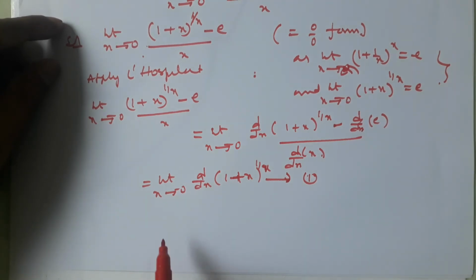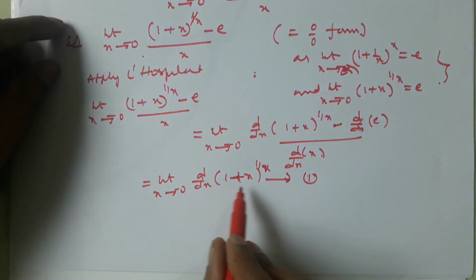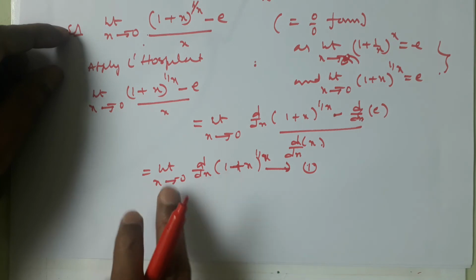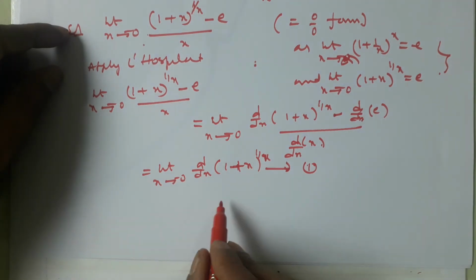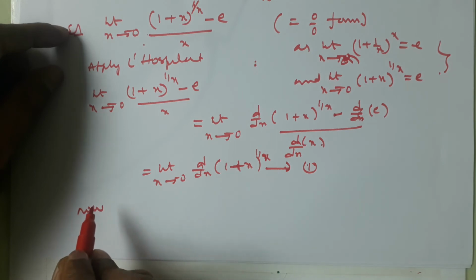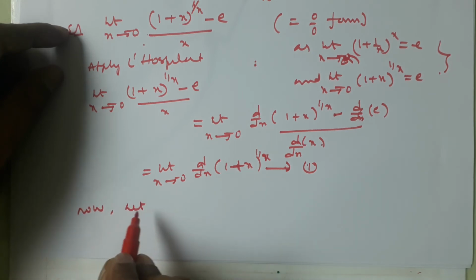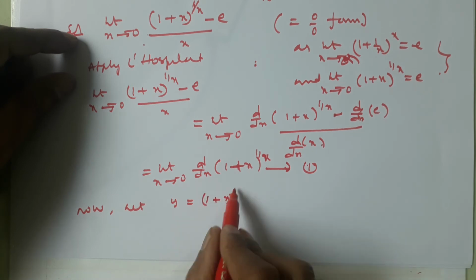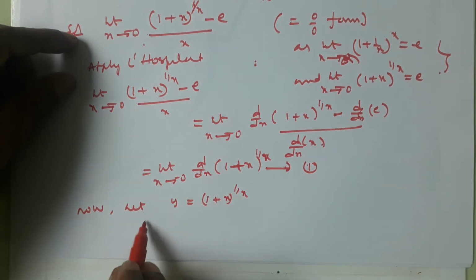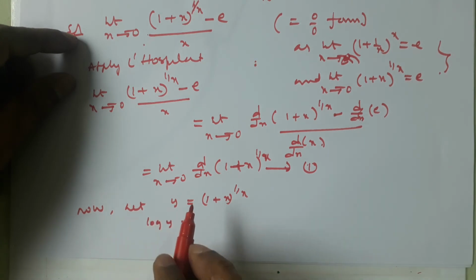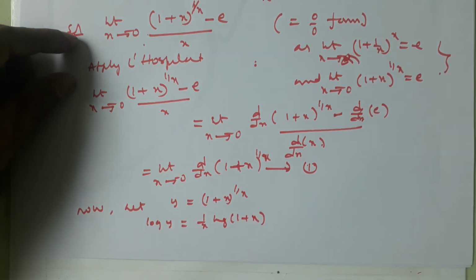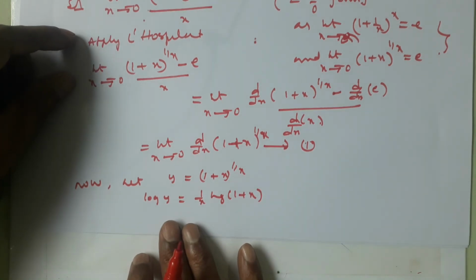What is it? We need d by dx of (1 plus x) whole power 1 by x. After we find it, we apply the limit value and simplify. Now let y be this function, y is equal to (1 plus x) whole to the power of 1 by x. Taking log, log y is equal to 1 by x into log of 1 plus x.